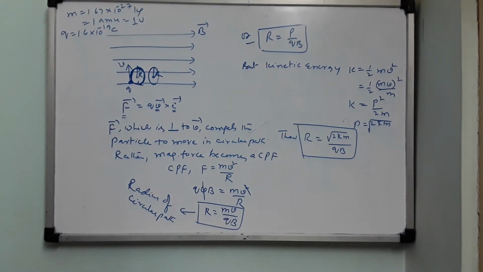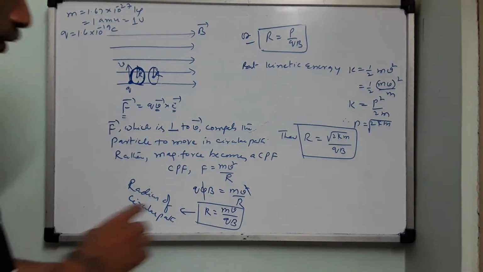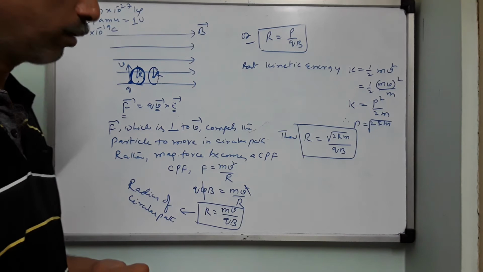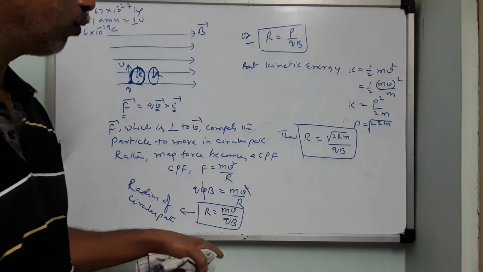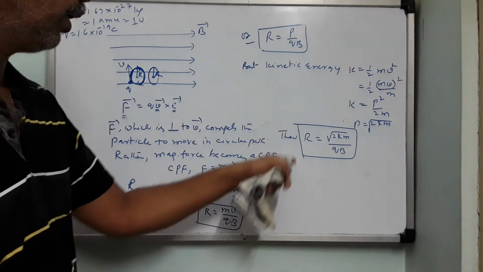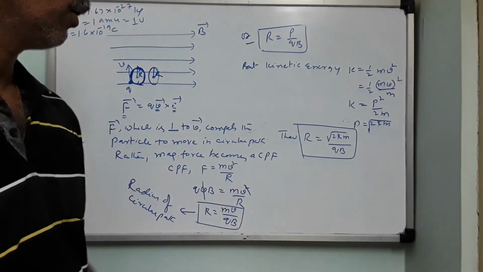So remember these three equations. If you remember one equation, you can produce the remaining two equations. r equals mv by qb, r equals p by qb, r equals root over 2km by qb.